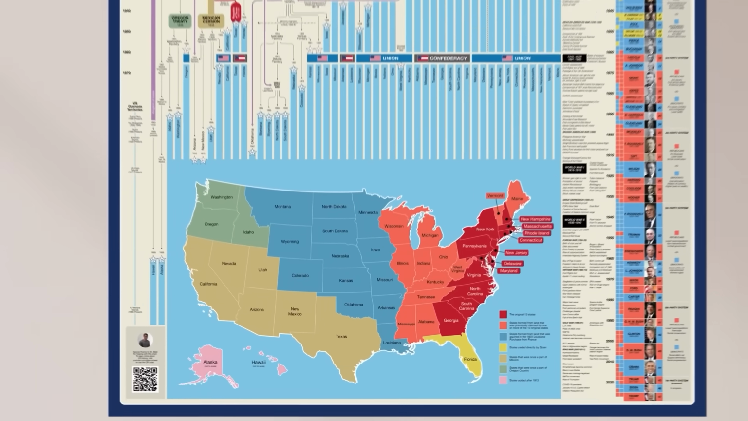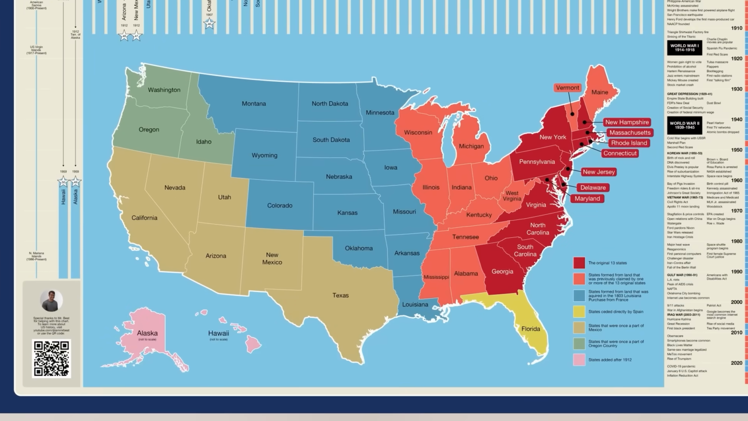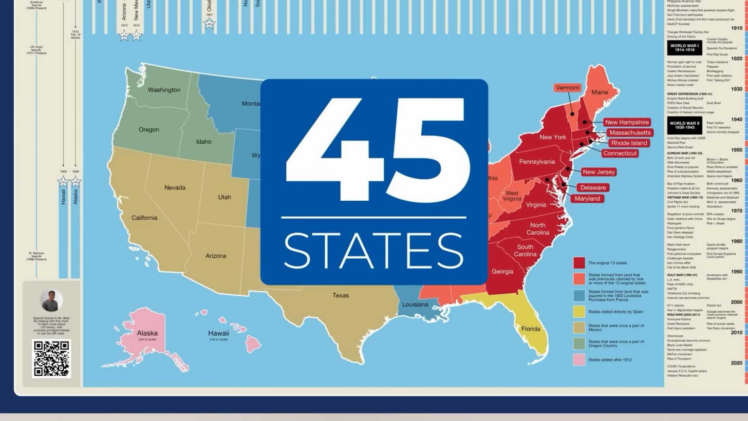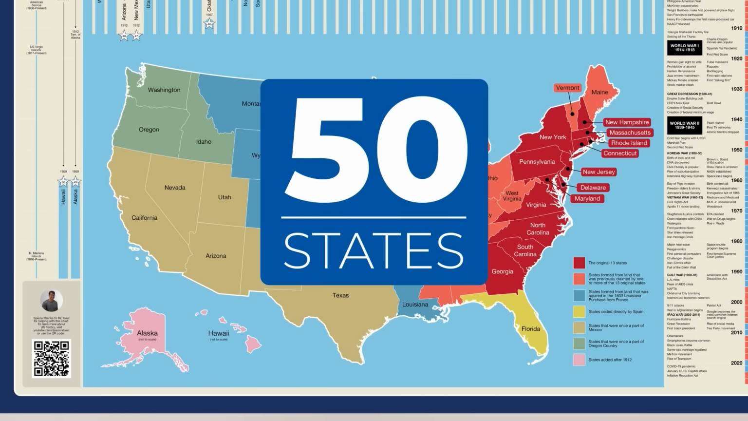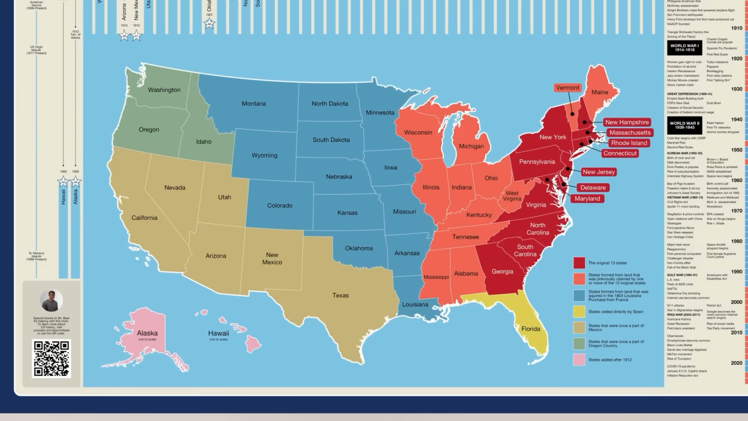Let's start here at the bottom with the map of the US as it exists today. As most people know, the United States currently consists of 50 individual states. But this was not always the case, which is why I've used different colors for different groups of states. On the East Coast are the 13 original states, shown in dark red.